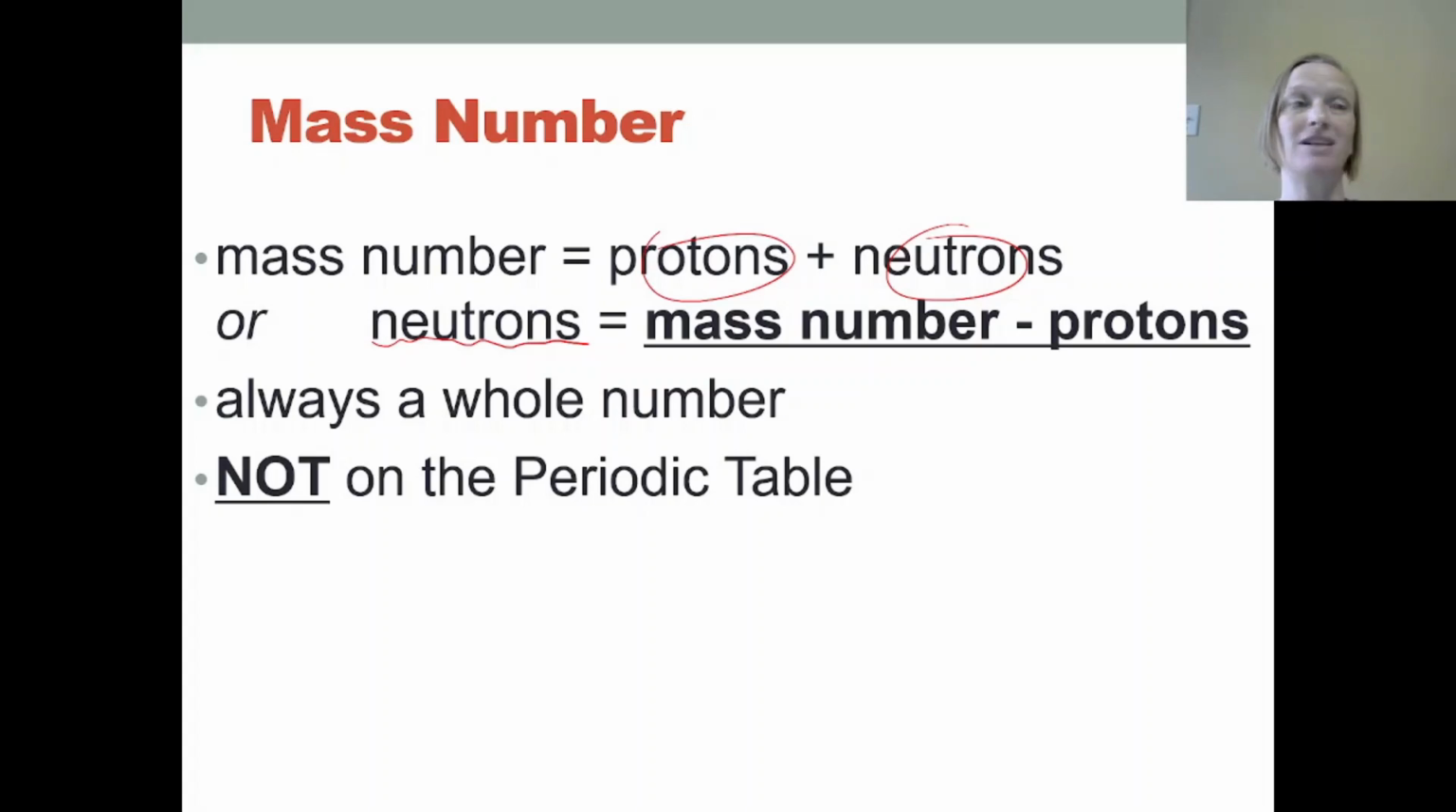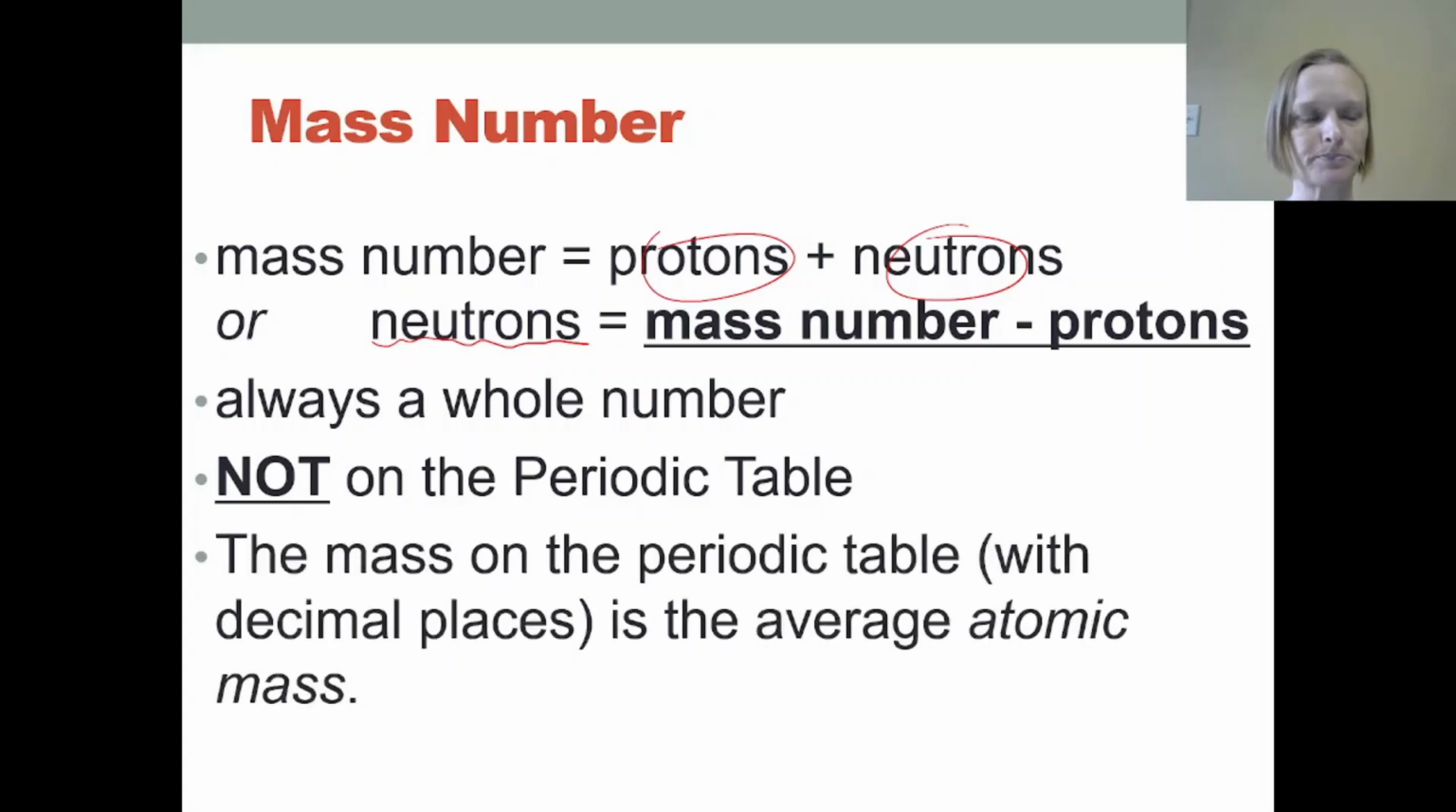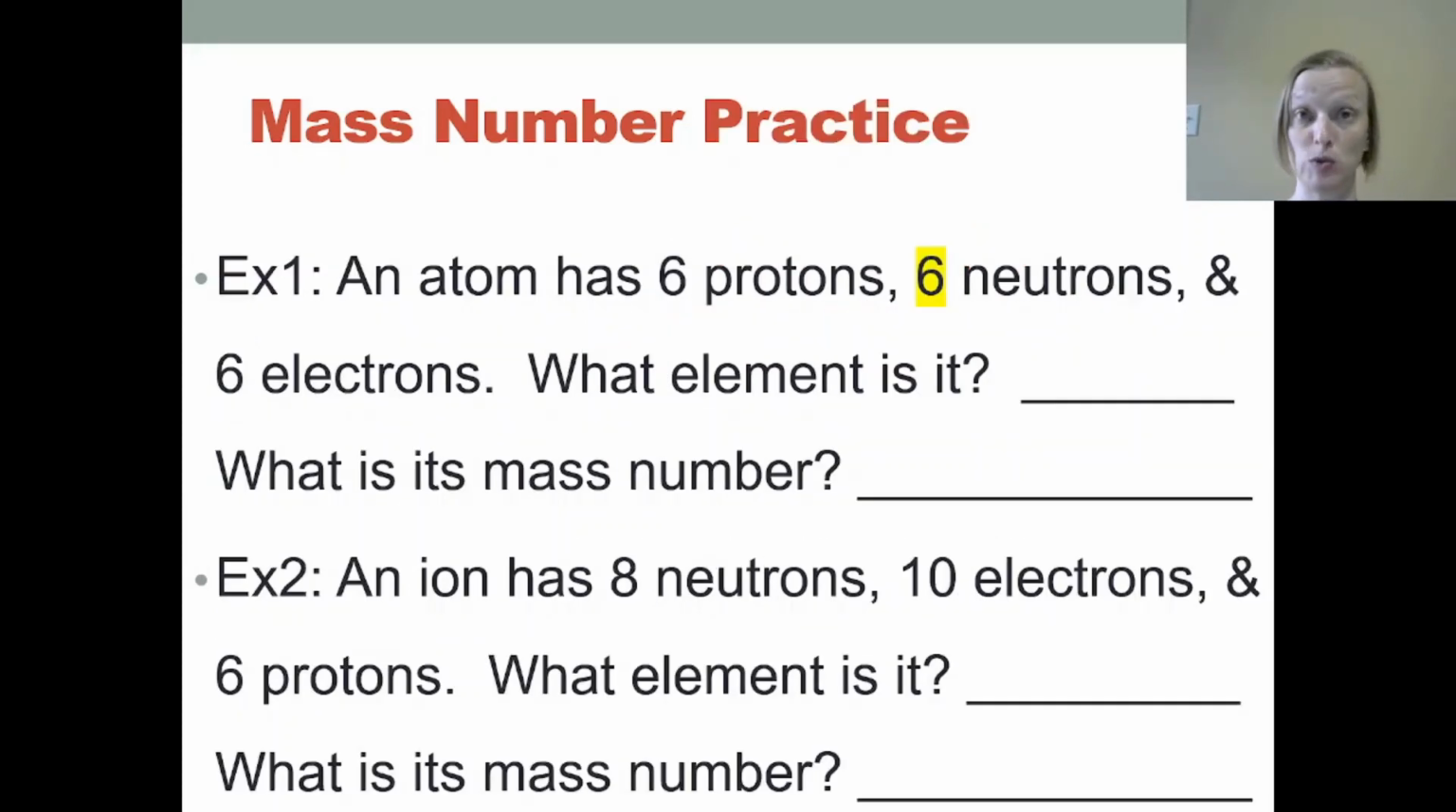The mass you see on the periodic table has decimal places after that, 2 decimal places after it, and so I don't want you to get confused with that. That mass on the periodic table is an average atomic mass, and I'll give you more information about that later. But right now I want you to focus on mass number, protons plus neutrons. So let's do some mass number practice here.